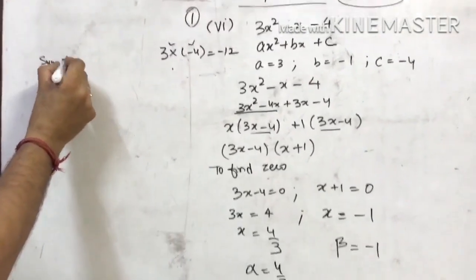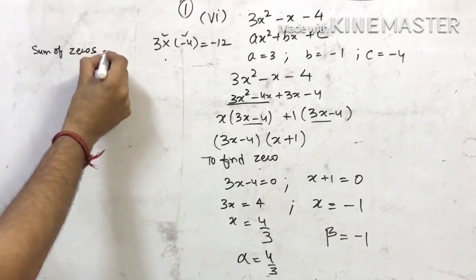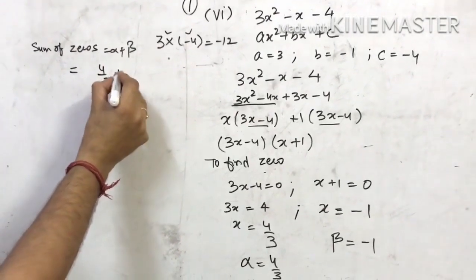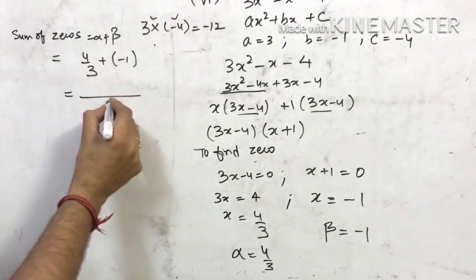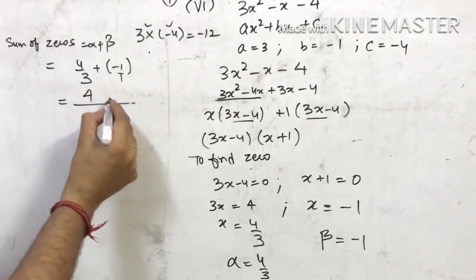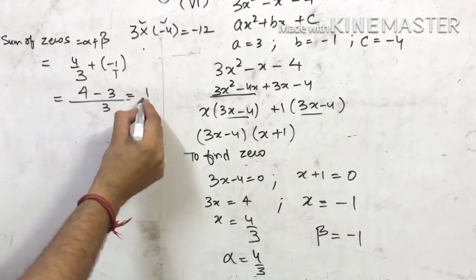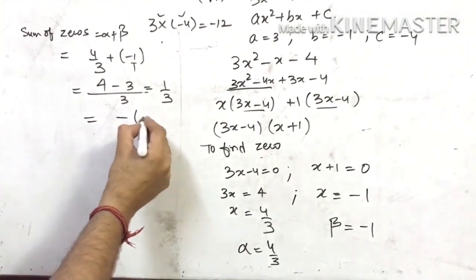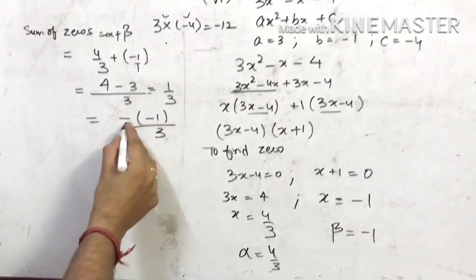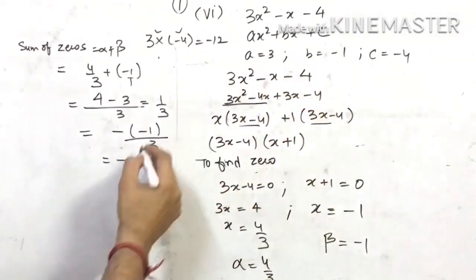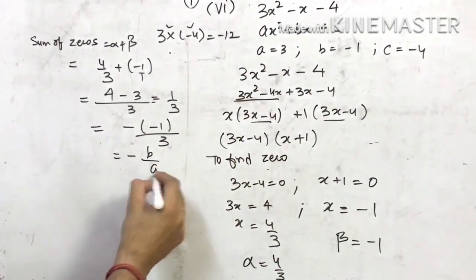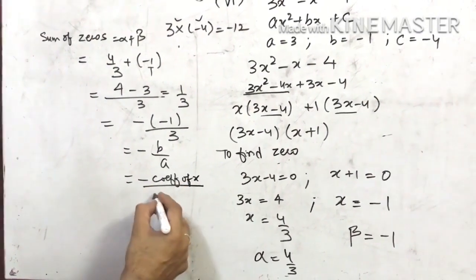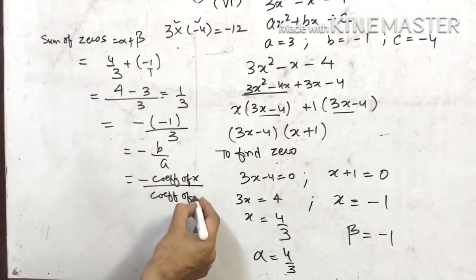Sum of zeros is equal to alpha plus beta. That means your alpha is 4 by 3 and beta is minus 1. Take LCM, you will get 1 by 3. You can write it like this. So it is negative, so minus 1 is value of b, 3 is the value of a. So you will get minus coefficient of x divided by coefficient of x square.